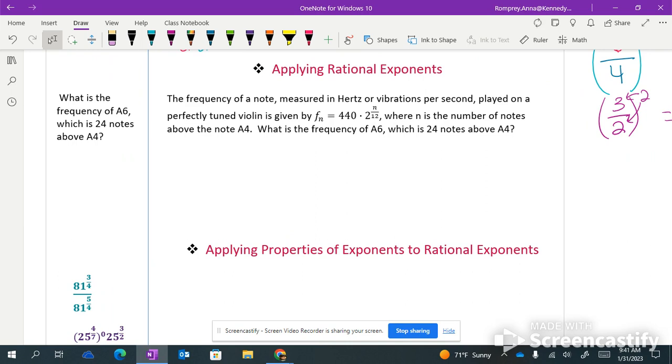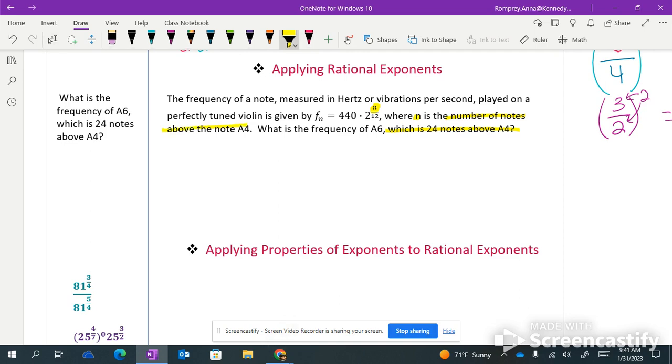So we're given a function here. It says the frequency of a note measured in hertz or vibrations per second played on a perfectly tuned violin is given by f sub n equals 440 times 2 to the n over 12, where n is the number of notes above the note A4. What is the frequency of A6? And there's our important info, which is 24 notes above A4. So again, what does n represent? Well, the number of notes above A4, which they told us is 24.